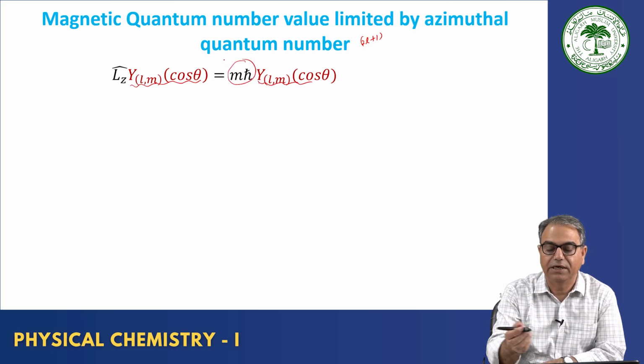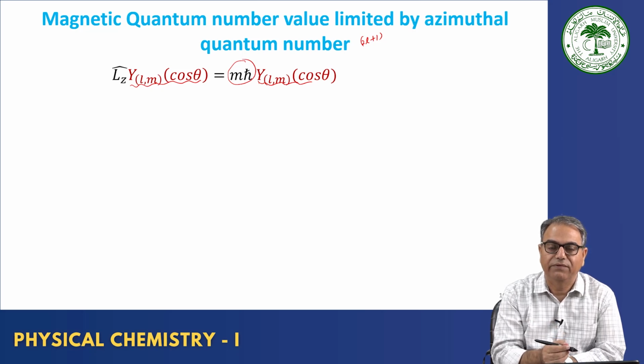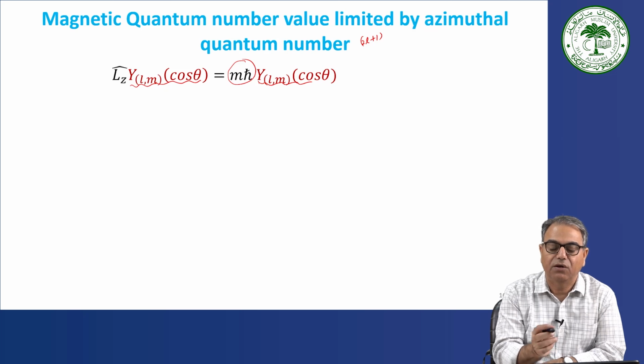This we did earlier also, when I was talking about the rigid rotor, when we got the function 1 by root 2 pi exponential plus minus i m phi. There also I told you the significance of these functions, and the physical significance of the functions.